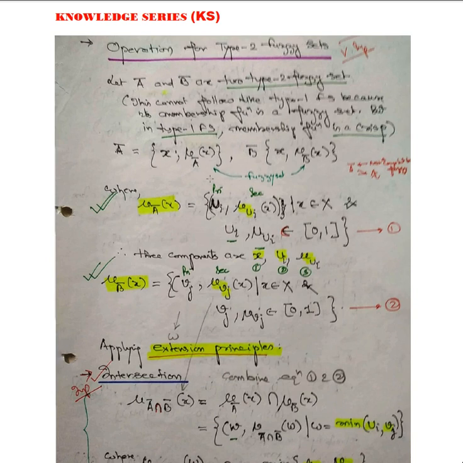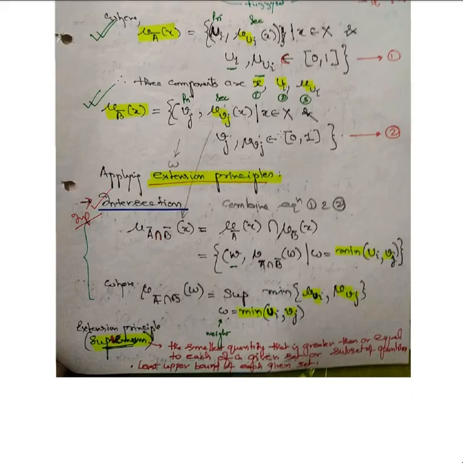So here this mu A of x is further extended. Mu A of x is nothing but u of i comma mu u of i of x, where x belongs to capital X, that is the universe of discourse, and u of i and mu u of i belong to the range 0 to 1. Now the other set, mu B of x, is defined as v of j comma mu v of j of x, such that x belongs to capital X, and v of j comma mu v of j ranges between 0 to 1.